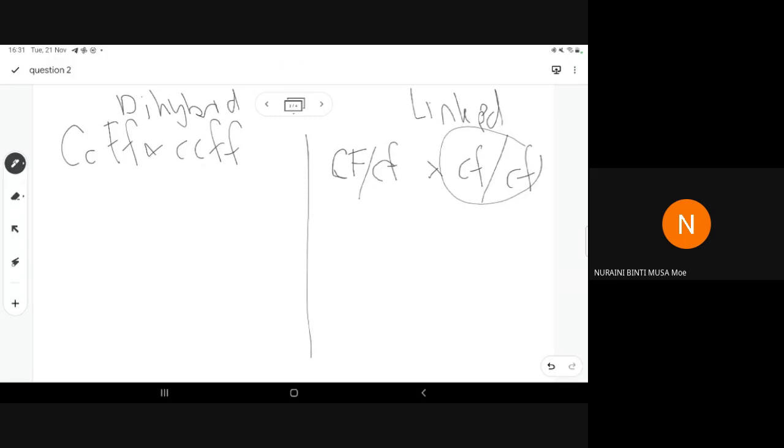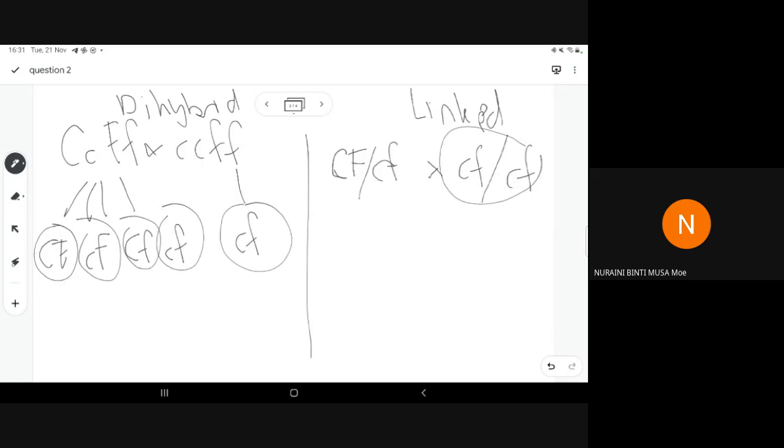Okay, so now let's draw the gametes, right? Untuk gamete, C besar, F besar, slash C kecil, F kecil will get you 4 gametes: C besar, F besar, C kecil, F kecil, C besar, F kecil, and C kecil, F besar. While C kecil, F kecil, slash C kecil, F kecil will give you 1 gamete, C kecil, F kecil.